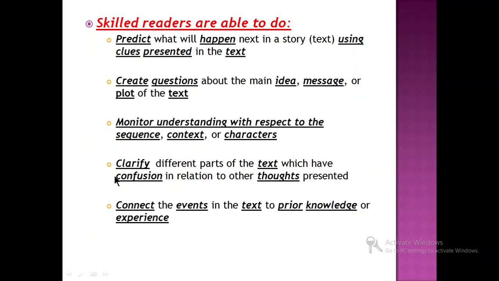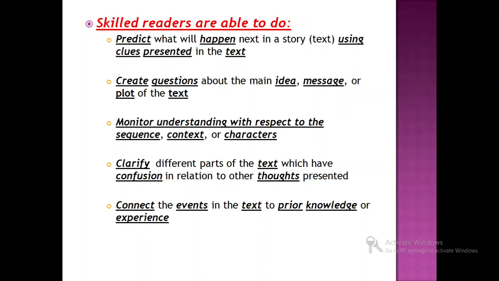Next thing, skilled readers are able to clarify different parts of the text which have confusion in relation to the other thoughts presented. This we all do know, ये हम अच्छी तरह जानते हैं. Extremely sorry, actually I just went on with the English explanation. I forgot to clear that in Hindi, so extremely sorry for that. So clarify different parts of the text which have confusion in relation to the thoughts presented. ये बात हम अच्छी तरह जानते हैं.